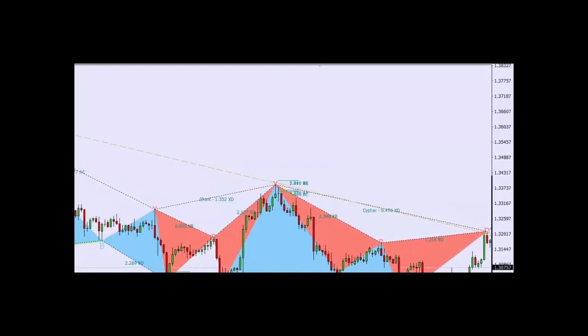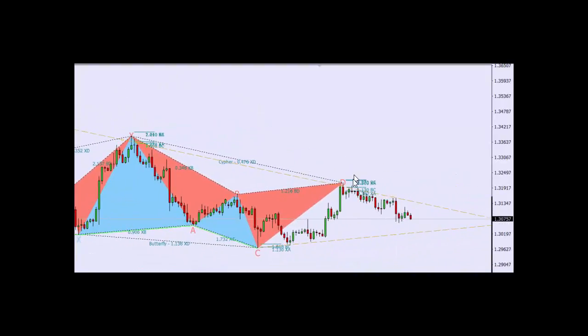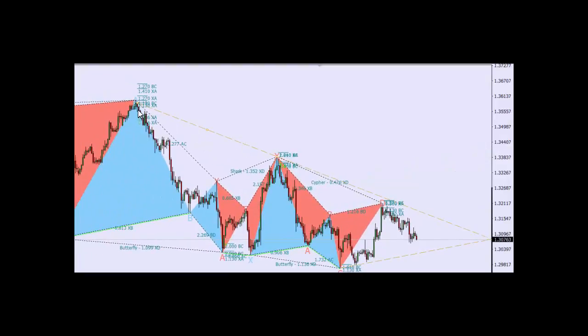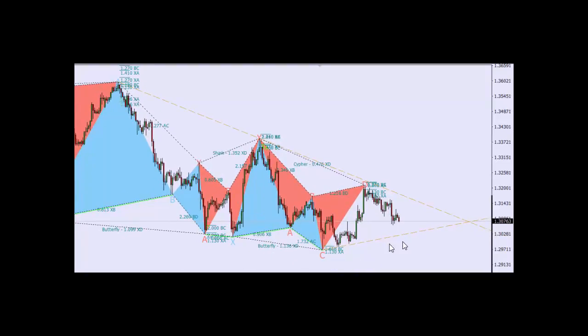So it's coming all the way from back up there, and that's where we're at. Okay, so that's a nice little triangle there.